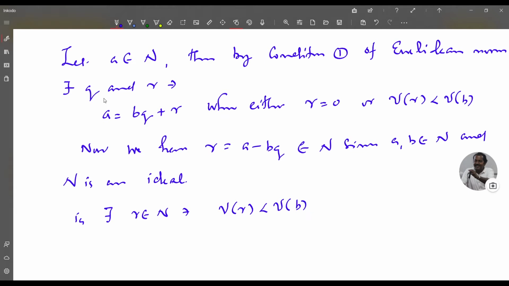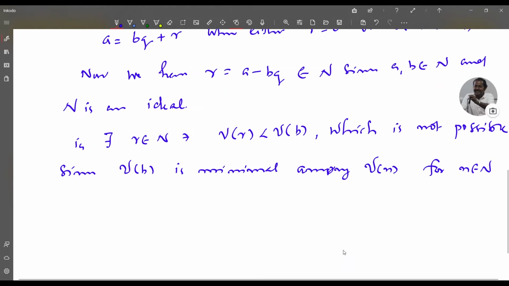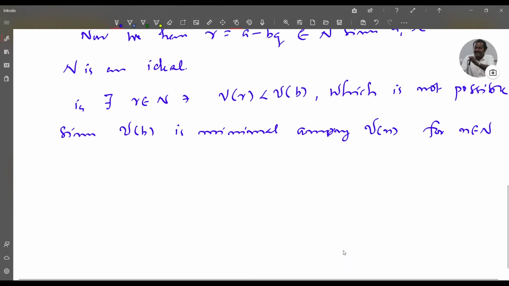This is a contradiction since nu of B is the minimal among nu of n for n belonging to N, which is not possible. Therefore, nu of R less than nu of B is not possible since R belongs to N. So R must be equal to 0.